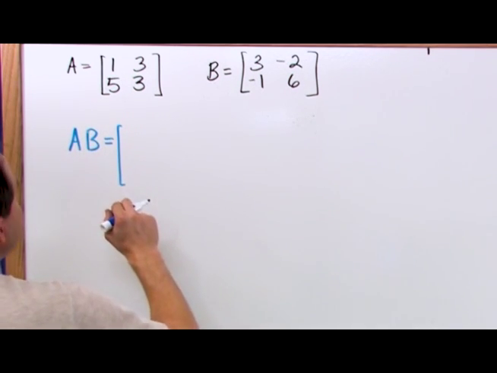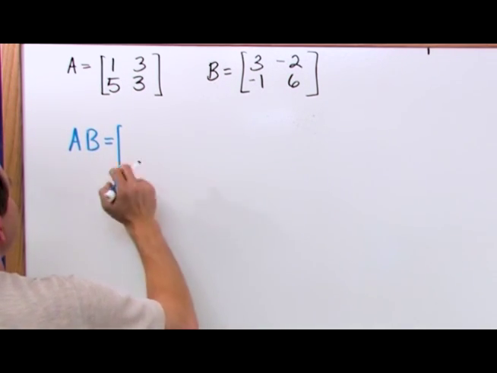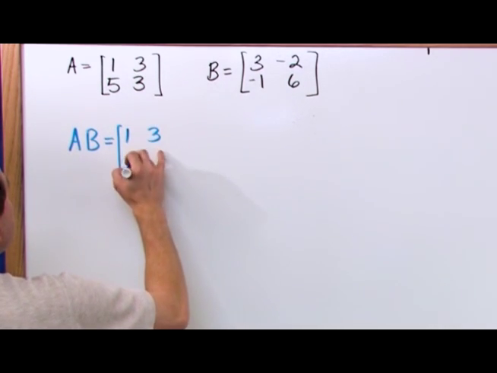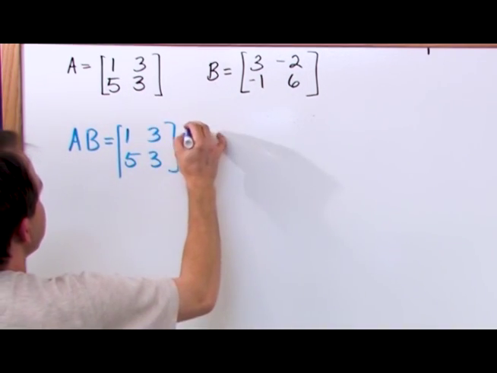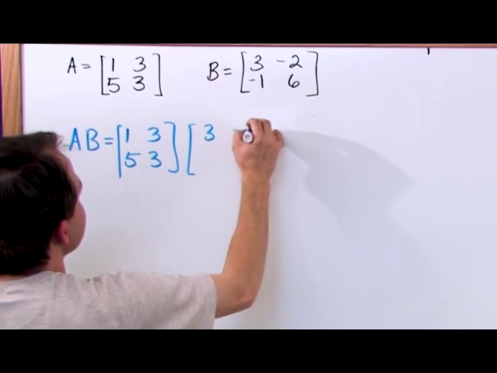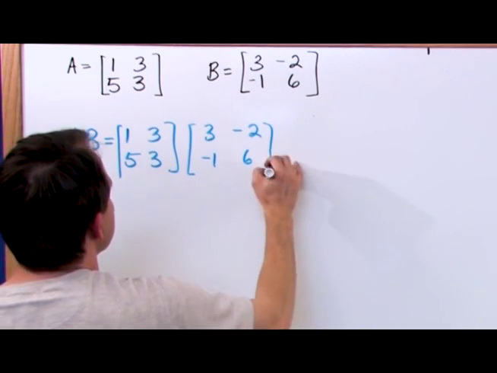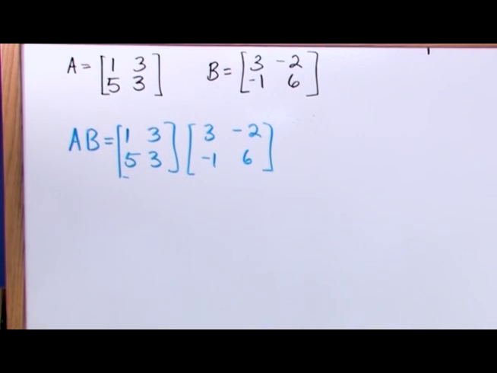What we're going to do, let me go ahead and just rewrite the matrices. It'll make it easier. Matrix A is 1, 3, 5, 3 multiplied by matrix B, 3, -2, -1, and 6. Okay, first thing you need to ask yourself, can I multiply these things? Is it legal to do that?